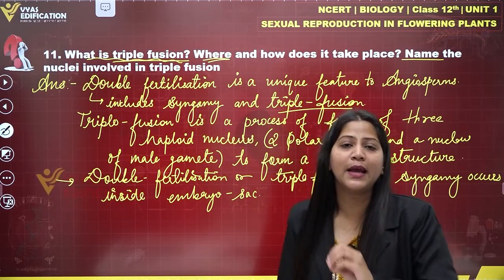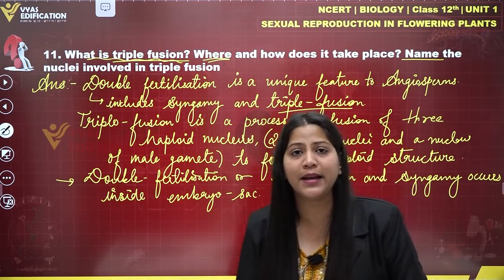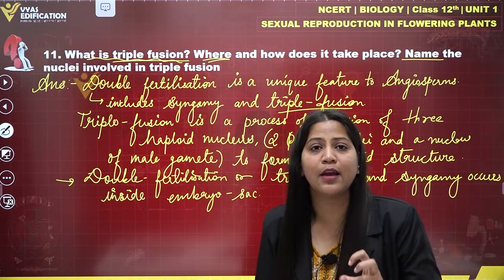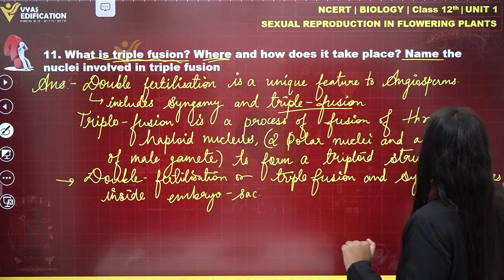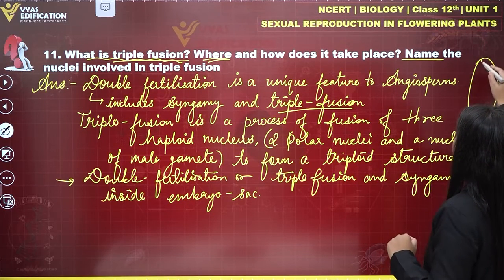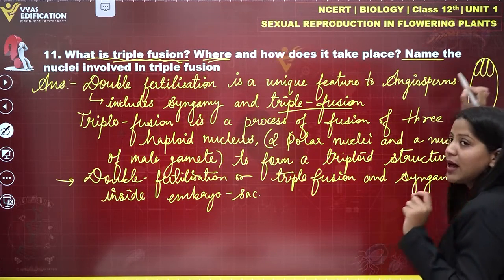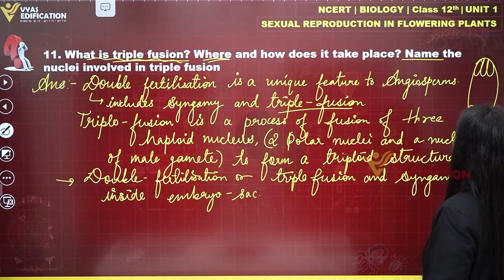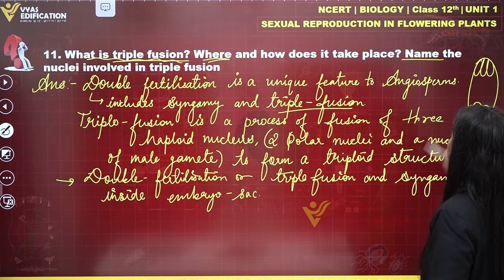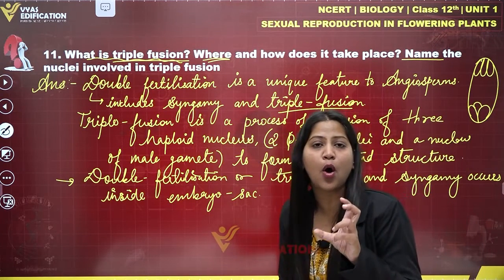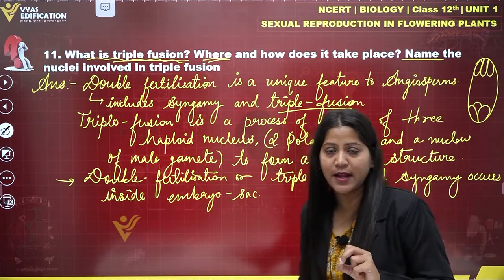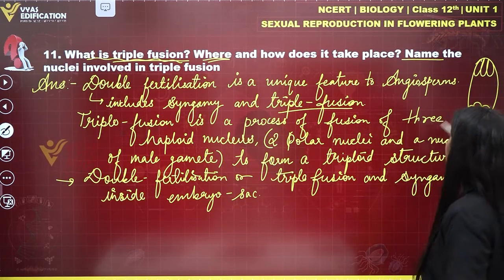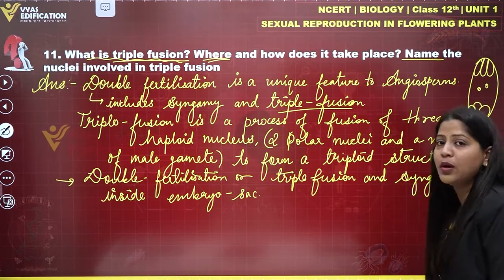It fuses with the male gamete. There are two polar nuclei also present in the central cell of the embryo sac. We know that this is the embryo sac. Three cells are at the chalazal end. These cells are known as antipodal cells. Then at the micropylar end, we have the egg apparatus consisting of the egg cell and two synergid cells. Now this big cell in the middle, known as the central cell, has two polar nuclei.